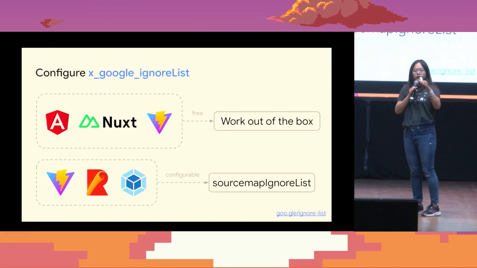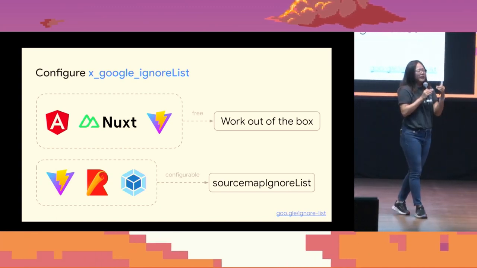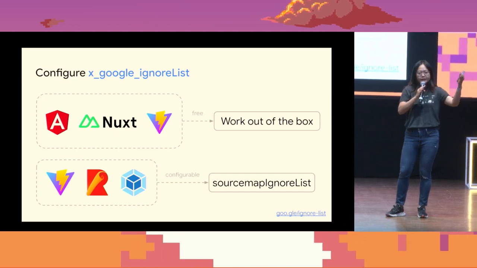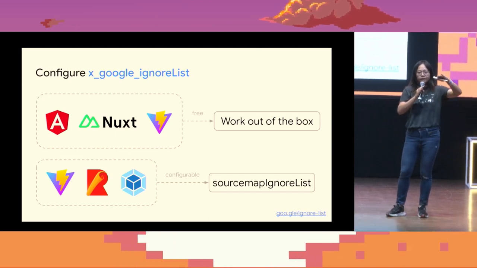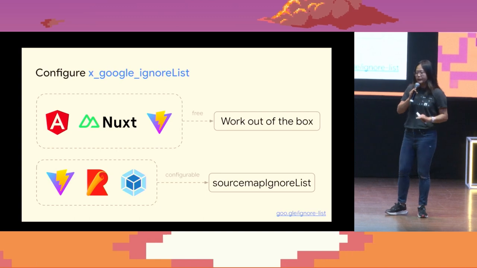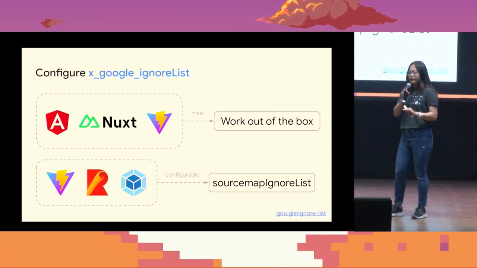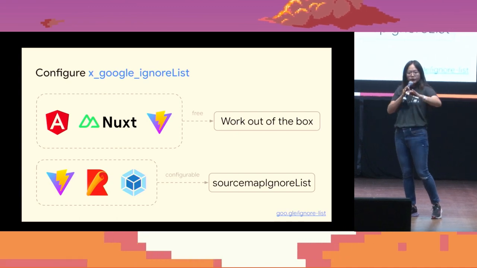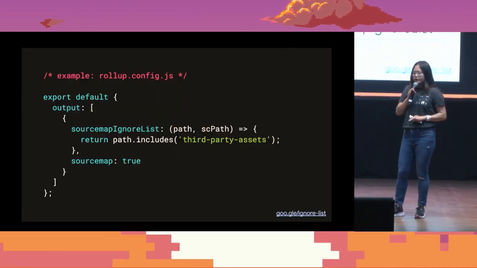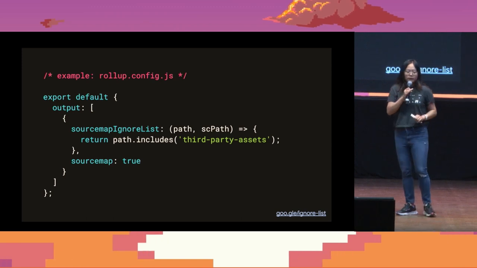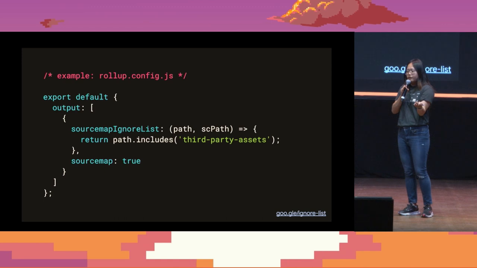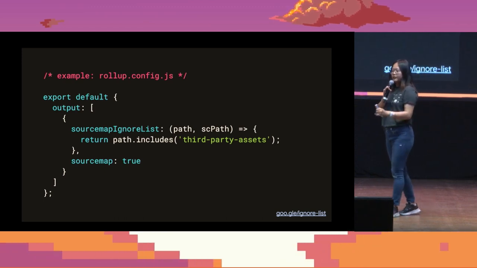But if you have an extra folder, like something from Google Analytics or a third-party asset folder that you want to hide by default during debugging, in the stack trace, you can configure that as well. Rollup and Vite have a field called sourcemapIgnoreList that you can use to configure what you want to hide. So let's take a look at this Rollup configuration file. It's the same in the Vite configuration file. You can use this as well.